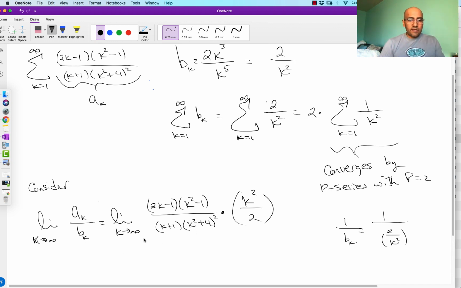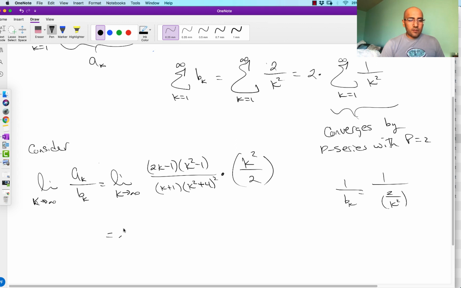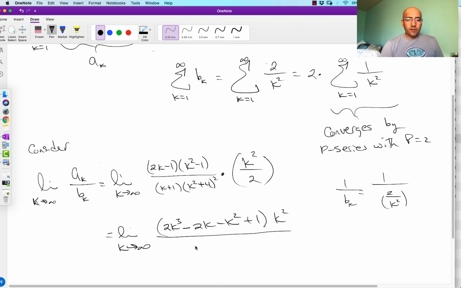Okay, so now let's see if this helps us out. This is going to be the limit as k goes to infinity of, let's FOIL out the numerator, 2k to the 3rd power minus 2k minus k squared plus 1, times k squared, divided by k plus 1 times k to the 4th plus 8k squared plus 16, times 2.